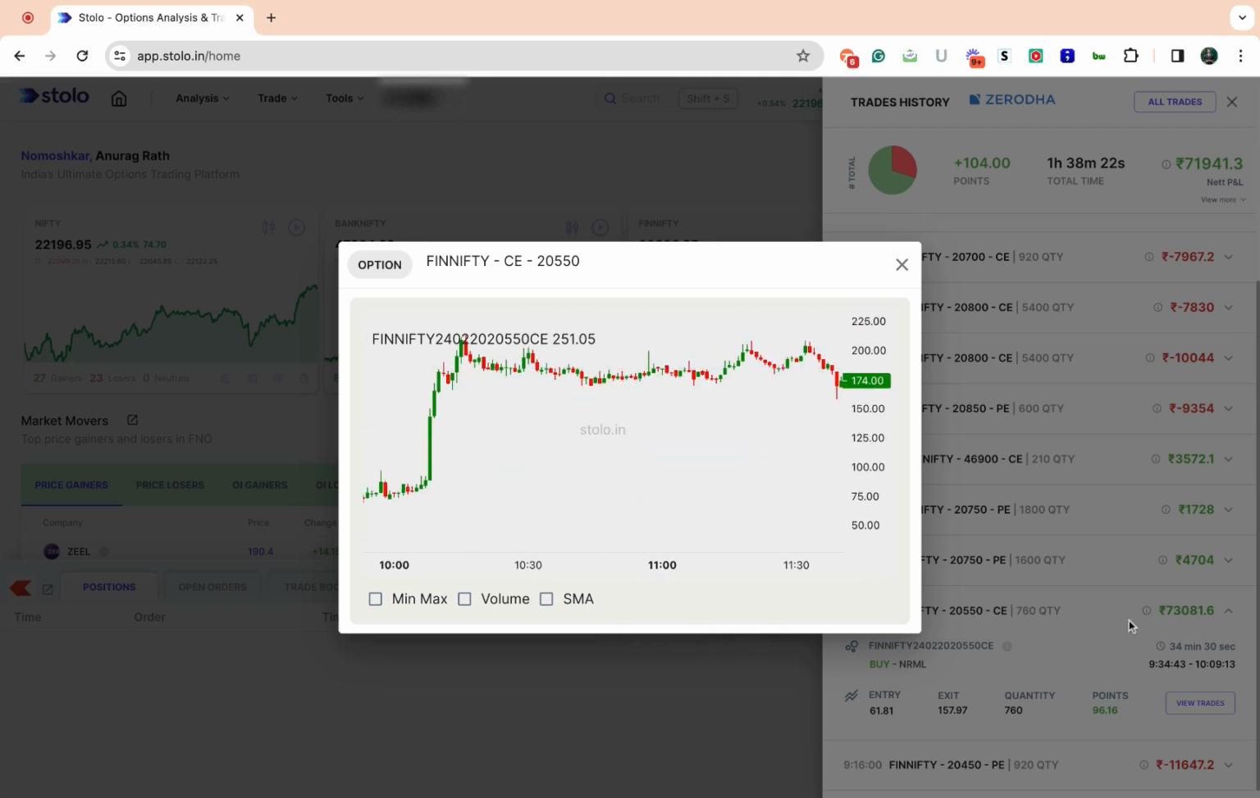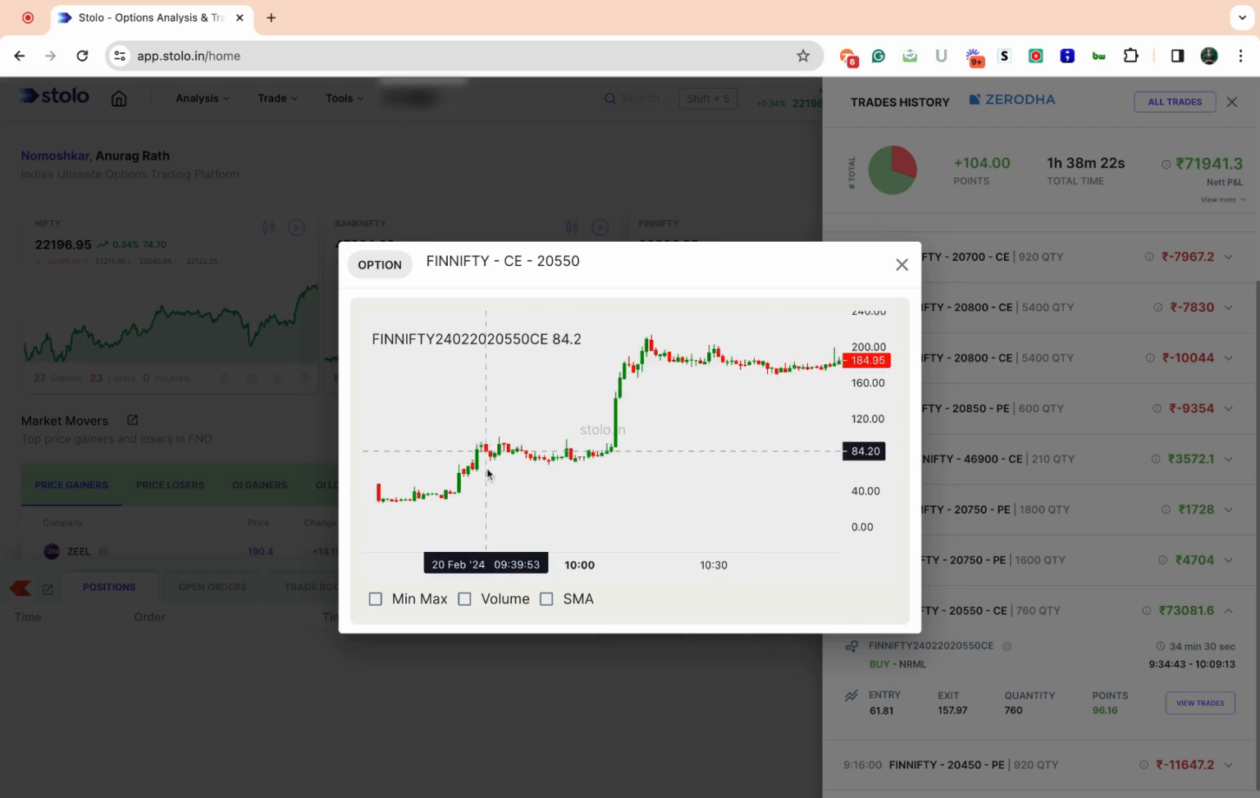Let me move to the time. 9:34 was the entry point. If you look here on hover, 9:34, meaning here was the entry. And as you can see, we exited at 10:09, which was almost at the top of this big green candle here. This was almost a humongous up move which was being captured. From here to this move was what was captured in this trade.